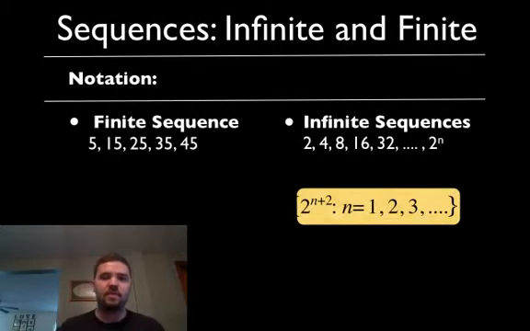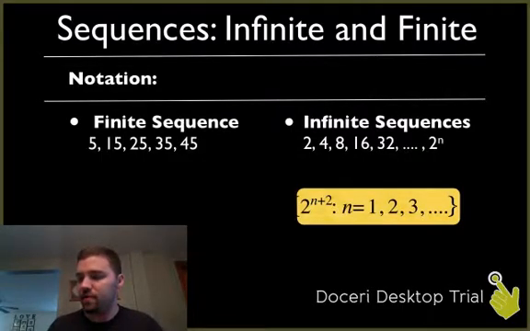Let's get started. Sequences. Sequences are a group of numbers that are usually defined by some rule, and so they usually have a distinct pattern. And there's two different types of sequences, infinite sequences and finite sequences. This first example down here is an example of a finite sequence because it has a finite number of terms.